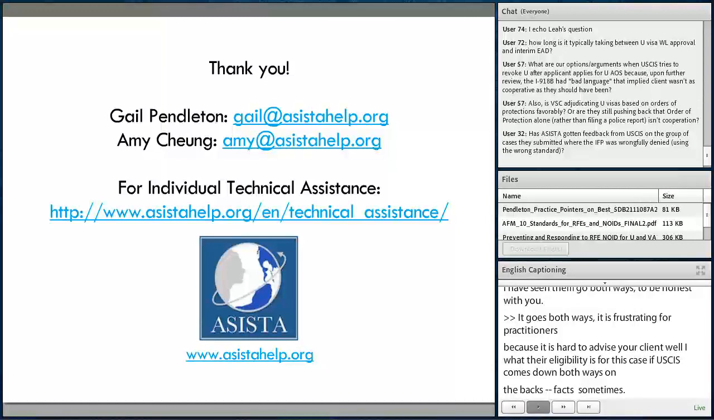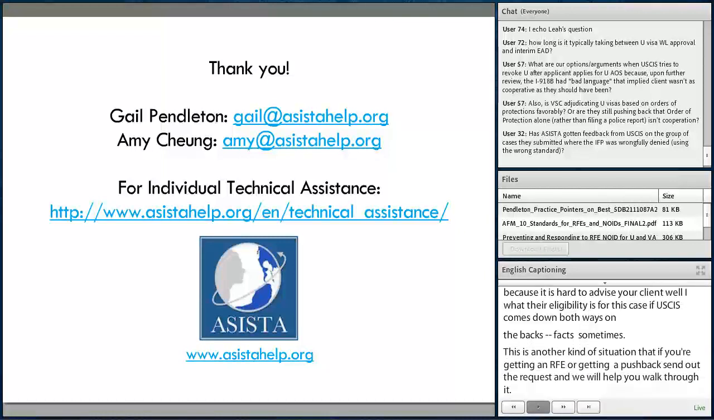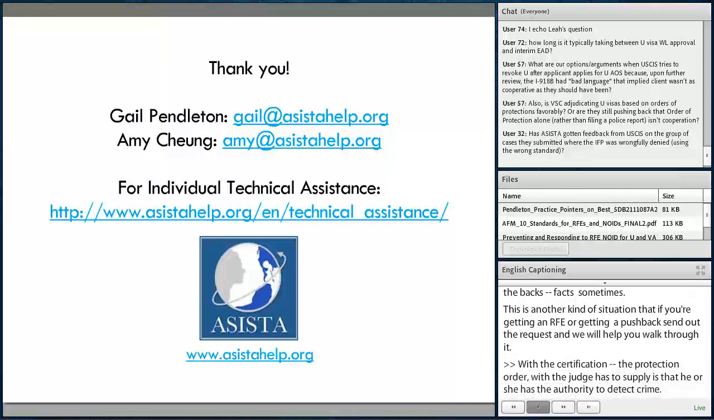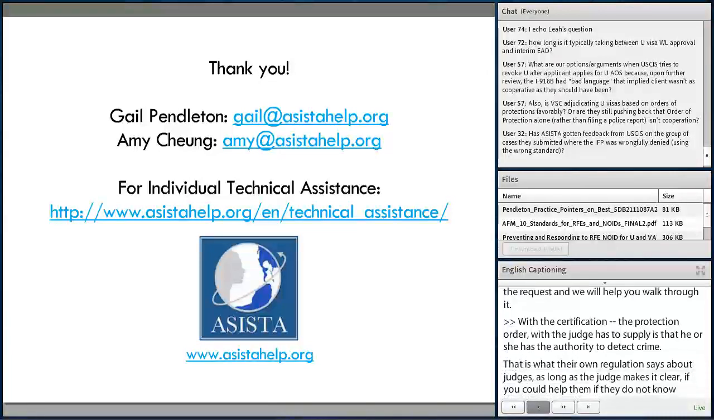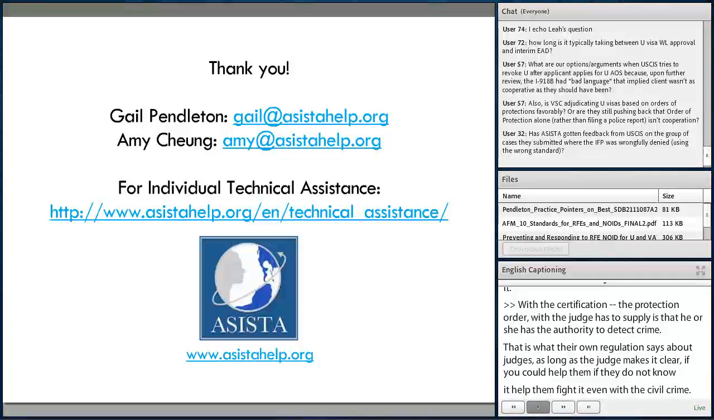So this is another situation where if you're getting an RFE, if you're getting some pushback from USCIS on this kind of fact pattern, please send us a TA request and we'll help you walk through it. And presumably if you're dealing with protection orders, it's a certification from a judge. So I think the key language that the judge has to supply is that he or she has the authority to detect crimes. That's what their own regulations say about judges. So as long as the judge makes that clear, and maybe even if you can help them if they don't know it, cite their authority to detect crimes, even in the civil context, I think that's what gets you over the hump of whether this is a criminal investigation.